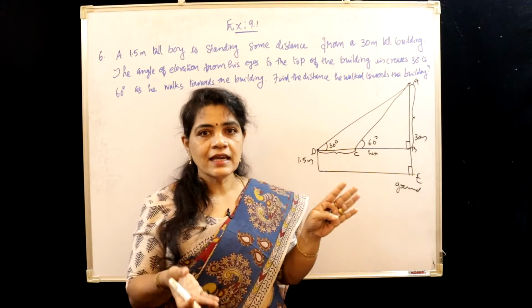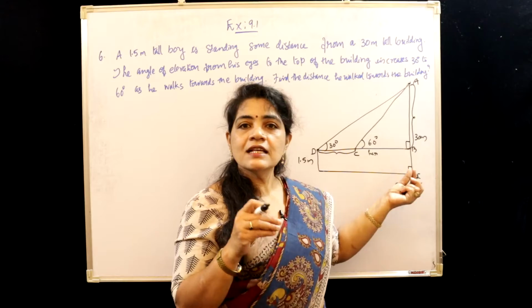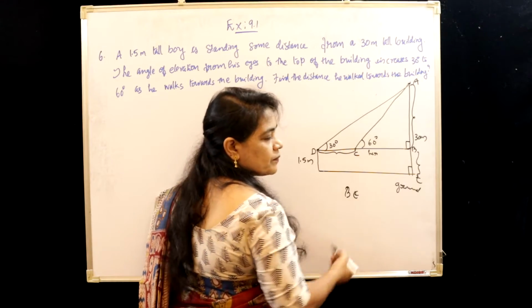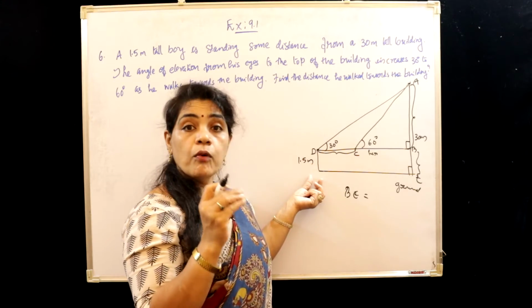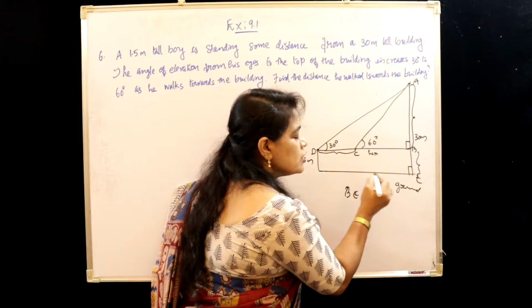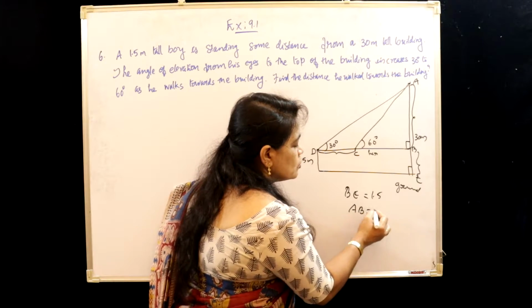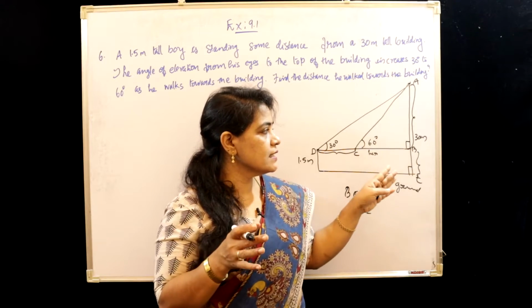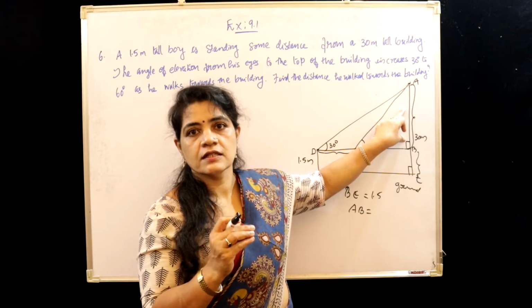Okay, that means the building is on the ground level. So BE, from the figure, this length, is equal to the height of the boy, that is 1.5. That should be subtracted, then only you will get the actual length of AB. That means we are considering only this portion, because there the right triangles are formed.